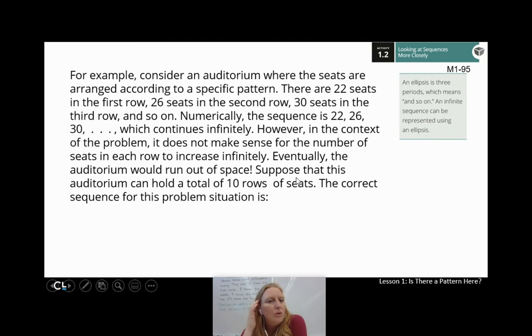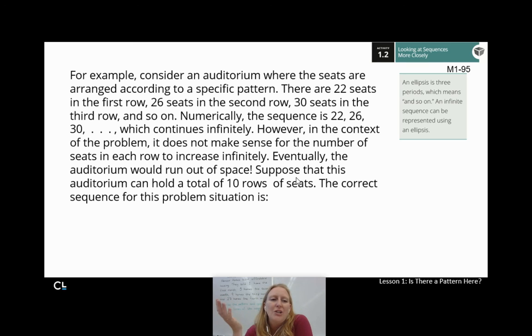So for example, consider an auditorium where the seats are arranged according to a specific pattern. There's 22 seats in the first row, 26 seats in the second row, 30 seats in the third row, so on, so on. So numerically, the sequence is 22, 26, 30. And yes, we could continue that numeric sequence forever, right? It would be infinite. However, in the context of the problem, it does not make sense for the number of seats in each row to increase infinitely. Eventually, the auditorium would run out of space.